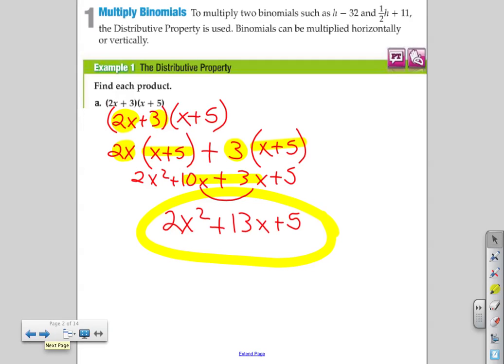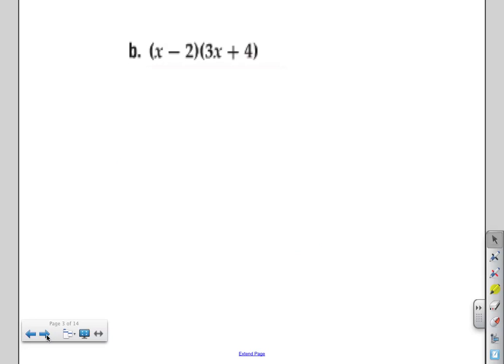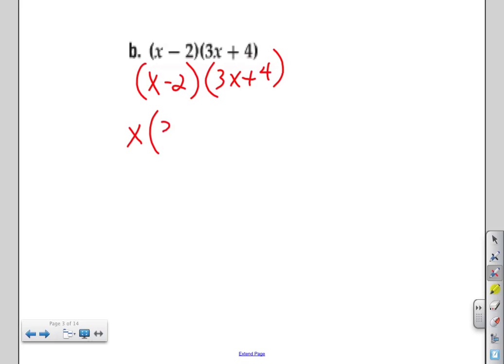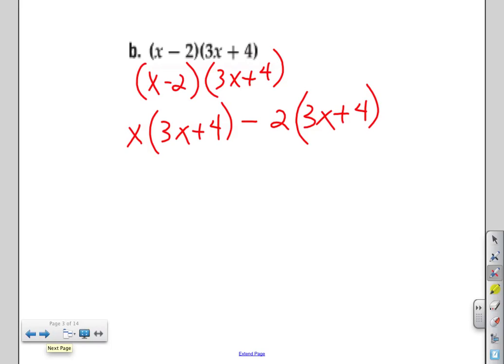All right, let's try something else here. Here's another one. We have x minus 2 times 3x plus 4. Now notice we have a negative sign in front of that 2, so that's going to be a little different, right? That's probably going to be the challenge here, keeping track of these negative signs. So doing the horizontal method, we're going to multiply x times 3x plus 4, and then minus 2 times 3x plus 4.